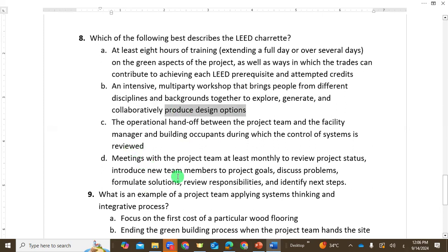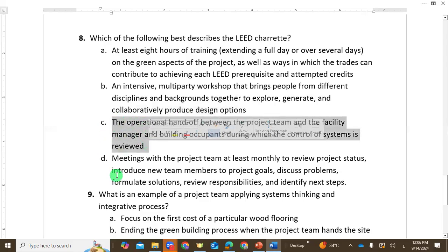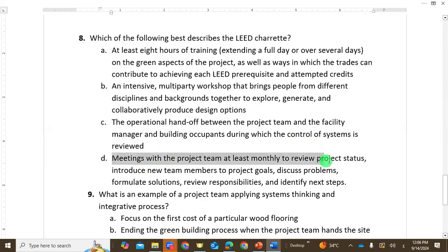Okay. The operational handoff between the project team and the facility manager. Of course, this is at the end of the project. This is totally wrong. I will exclude. Meeting with project team at least monthly. Of course, this is a monthly meeting, not a kick-off meeting.